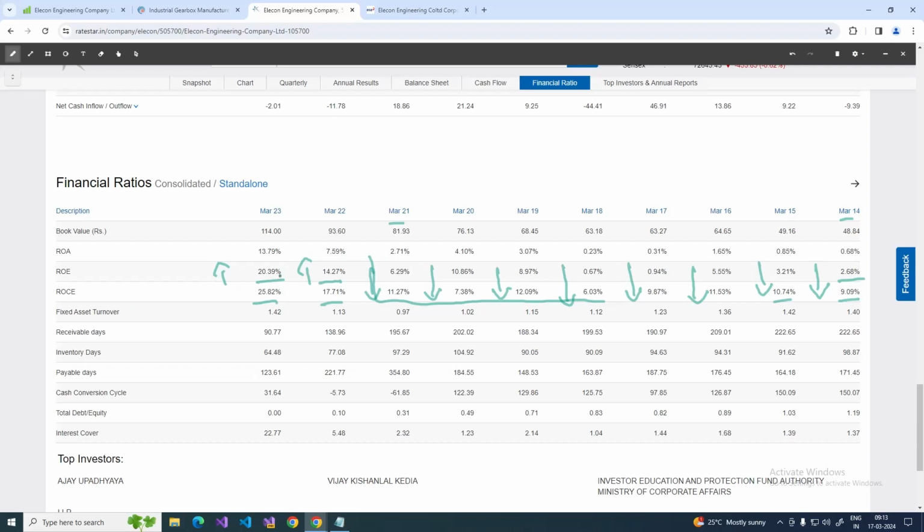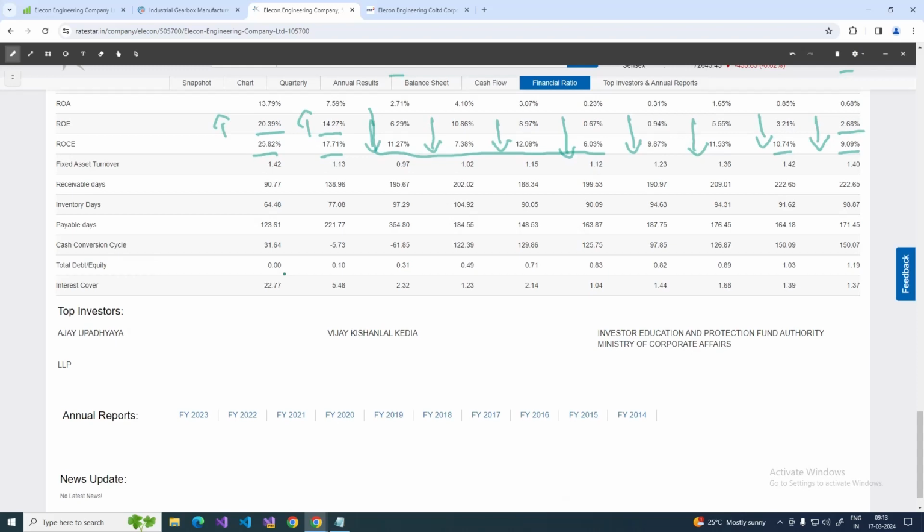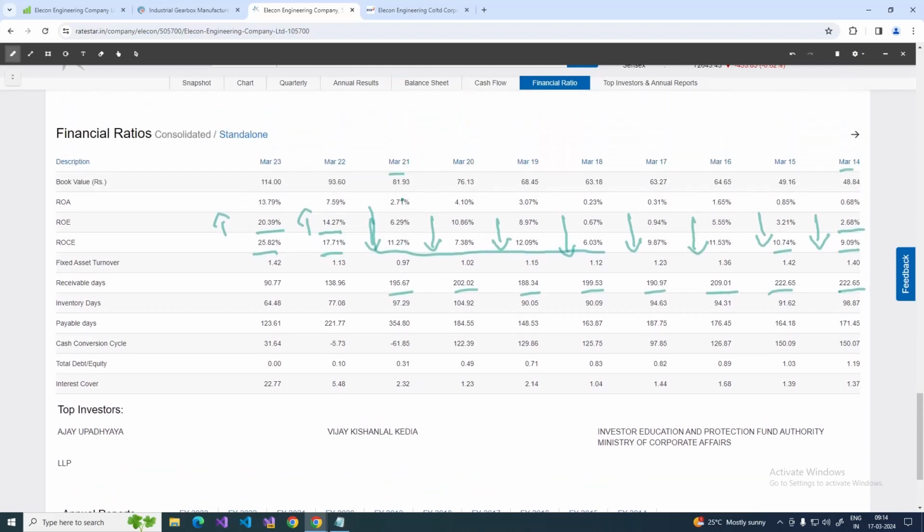Now we'll see receivable days, inventory days. Receivable days in 2014 were 222 days. This is high. Here 2022 209, 190, 199. So later they're decreasing receivable days. That is a positive sign. But still receivable days are high. Then here 202, 105 days. So in 2023 and 22, receivable days decreased to 138 days, then 90 days. So in 22 and 23 receivable days improved drastically. So this is a positive sign.